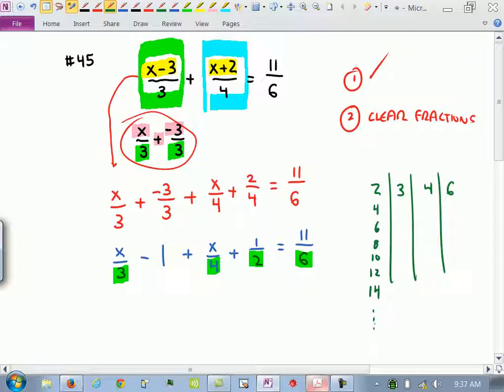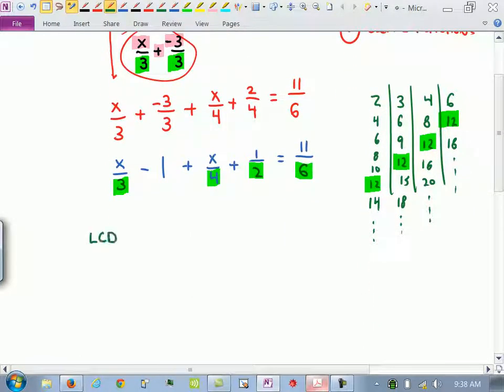For 3, all the multiples of 3 are 6, 9, 12, 15, 18. I could keep going. 4, 8, 12, 16, 20. Keep going. 6, 12, 18. And what are we looking for? Which is the smallest number that appears in all of the lists, right? The smallest one that appears in all lists. So the smallest number that appears in all the lists is 12. So that's our LCD.